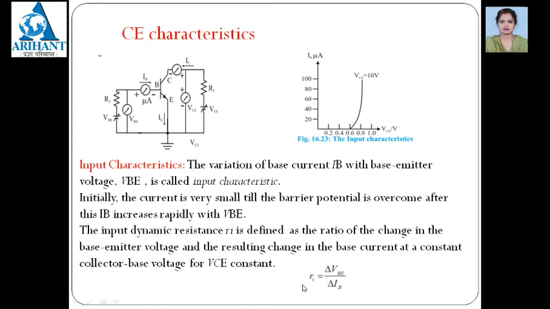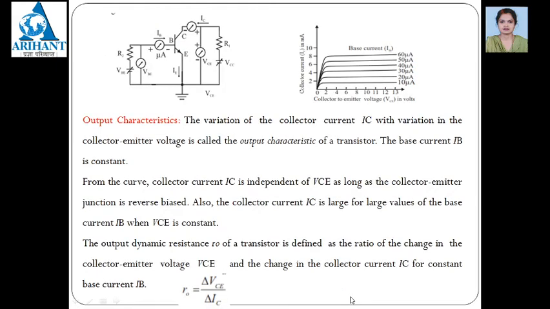So input dynamic resistance, that is RI, is equal to the change in the input voltage VBE divided by the change in the input current IB. You must remember this equation.